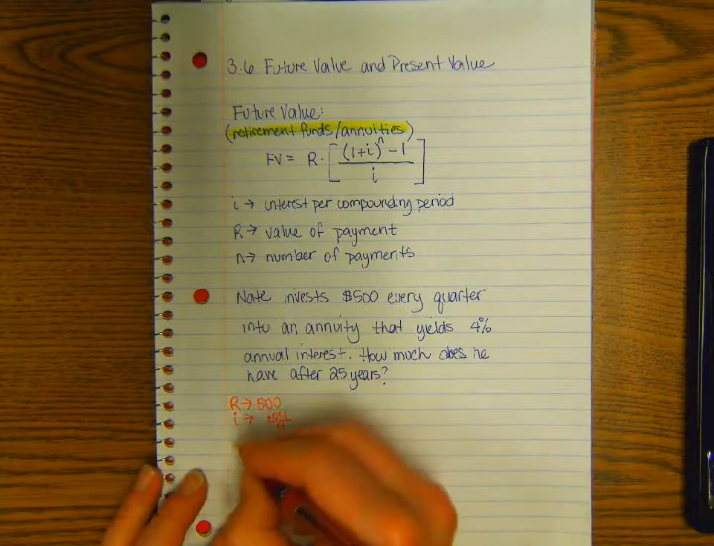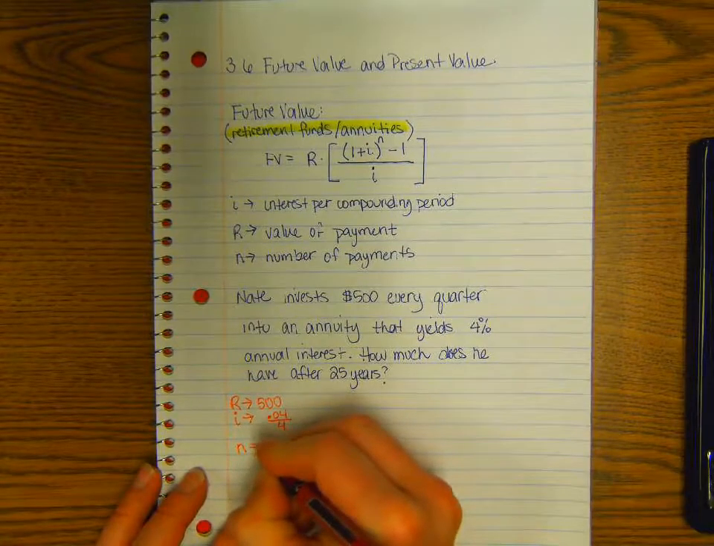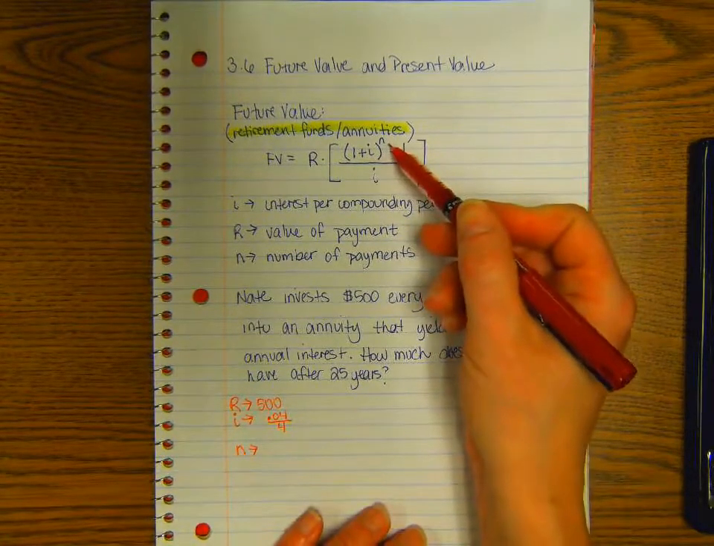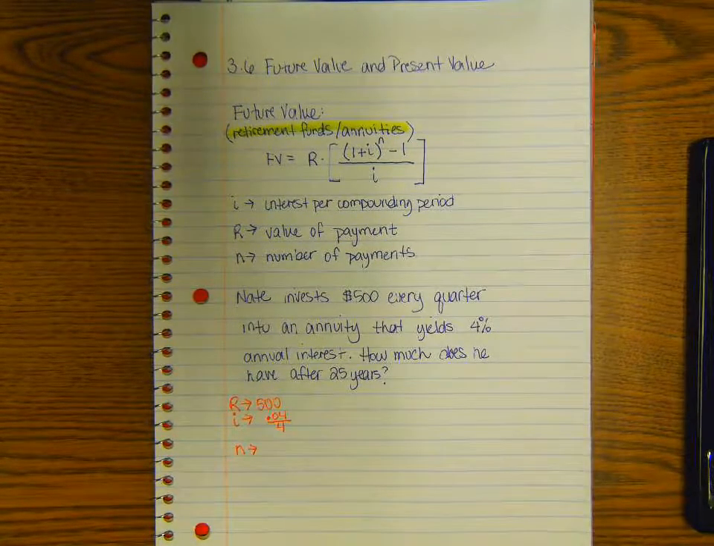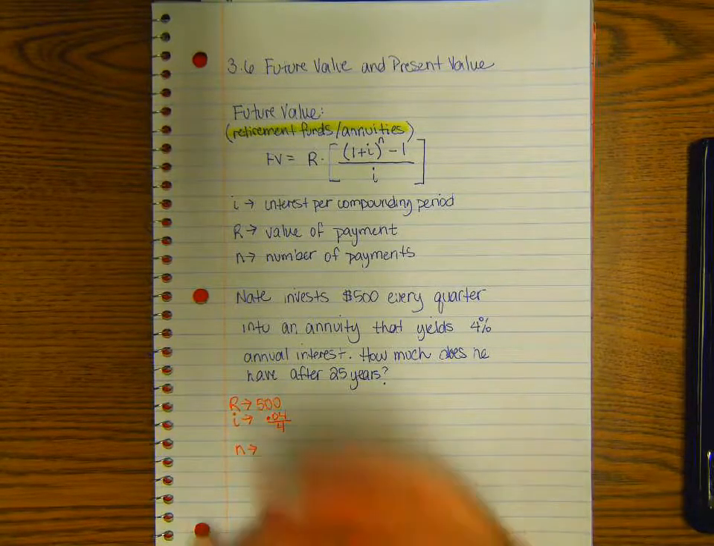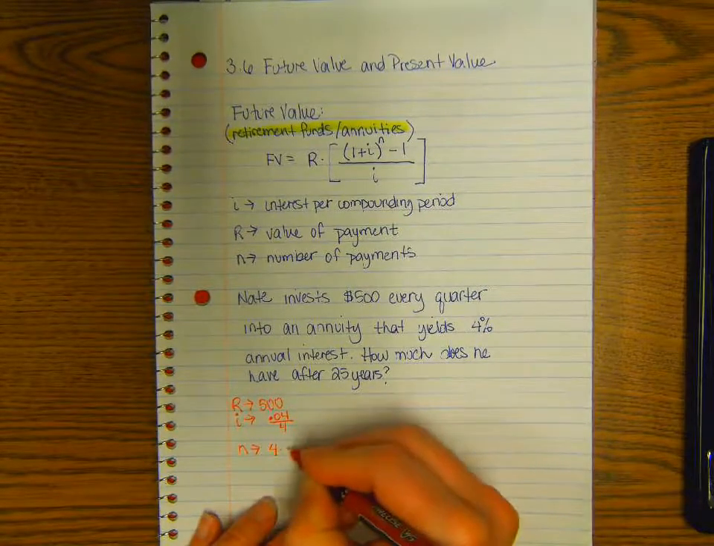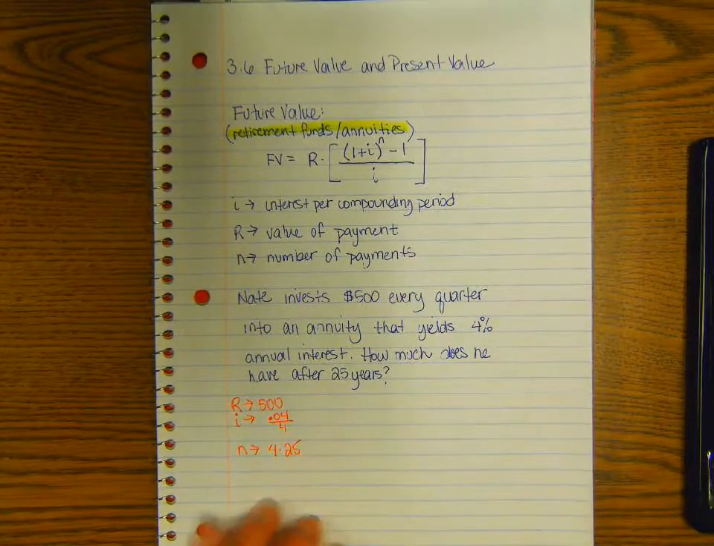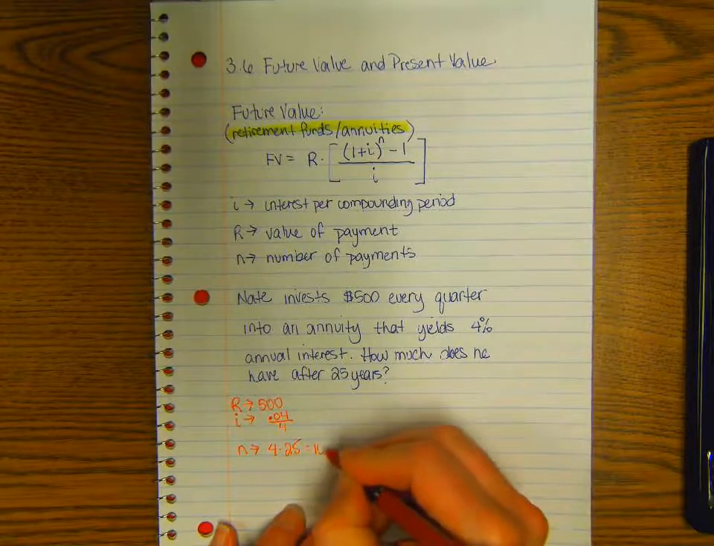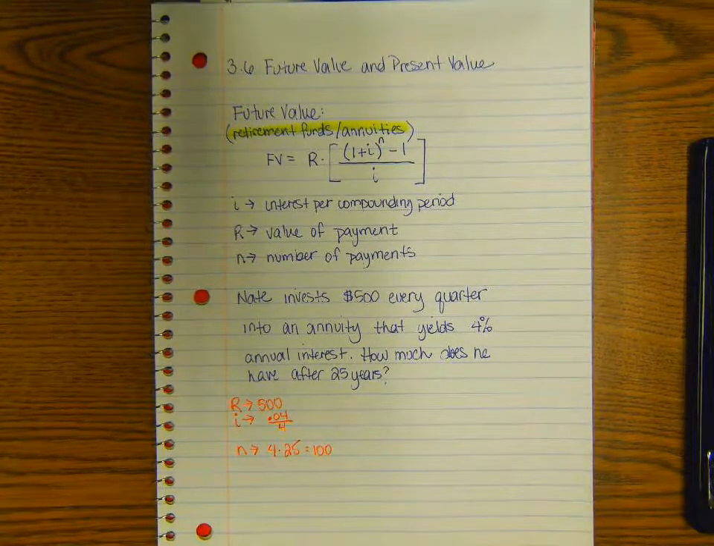Now be careful, because before on the interest formula, this power was just the number of years. I want to know how many times he made that payment. Well, he did it 4 times a year for 25 years. So 4 times 25, he actually put it in 100 times.